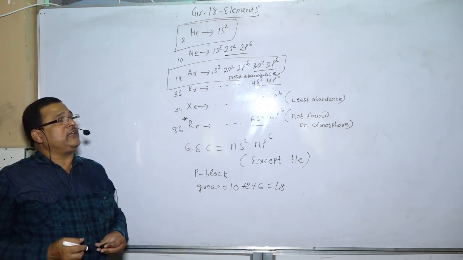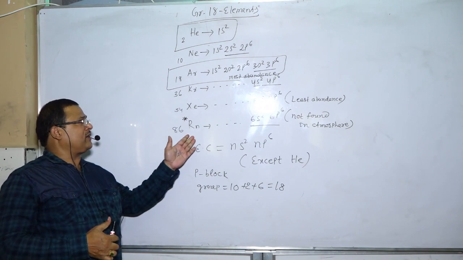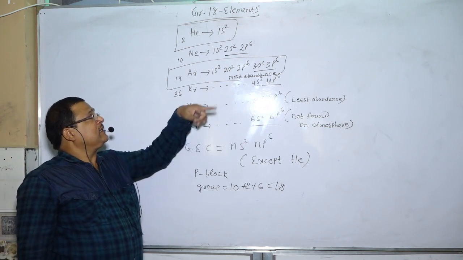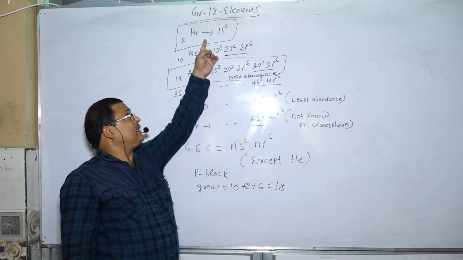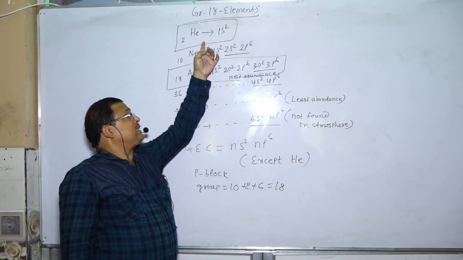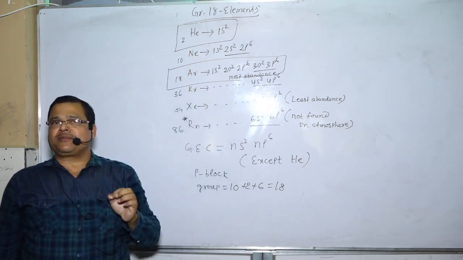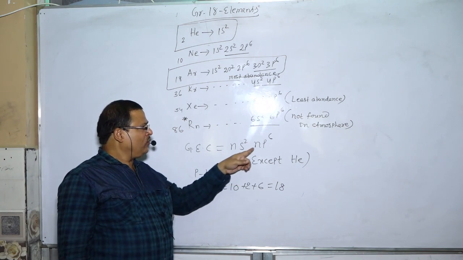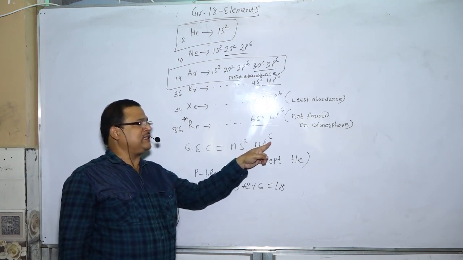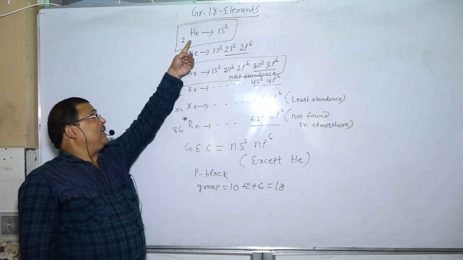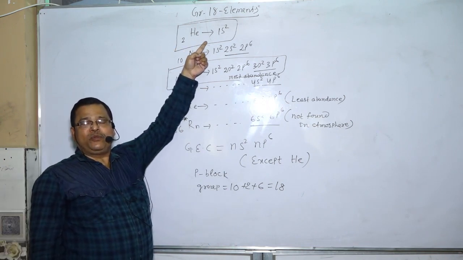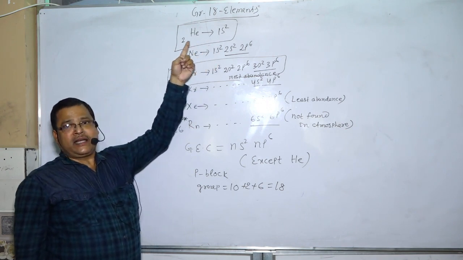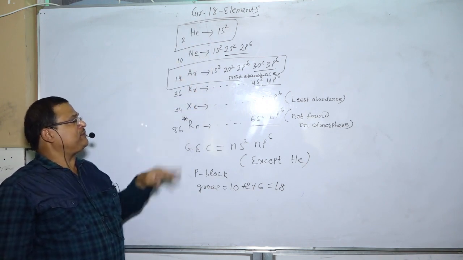So this is regarding the elements helium, neon, argon, krypton, xenon, radon, their atomic numbers, symbolic representations, and electronic configuration. This is the exceptional electronic configuration. The question is, why is helium kept in group 18 elements, where the general electronic configuration is ns2, np6, although the p subshell is not fully filled? The answer is helium's first shell is fully filled, and because of that it is inert. Due to that reason, it is kept in group 18 of the periodic table.